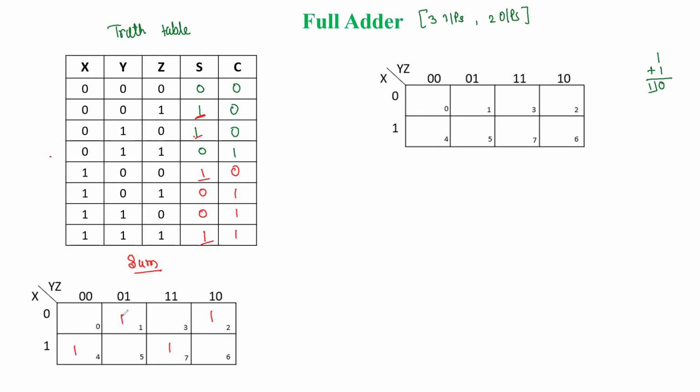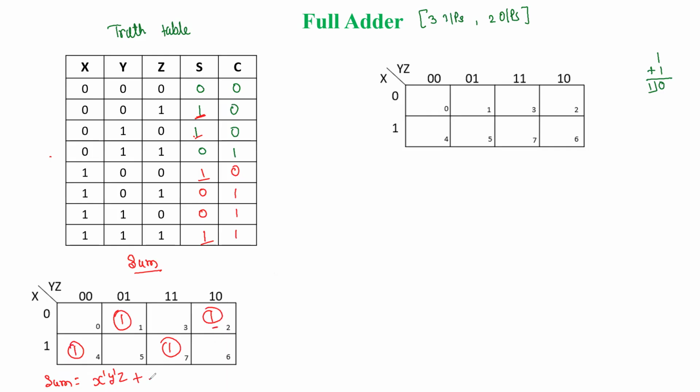Now if you see, in this, no grouping is possible. We are not able to make either a pair or a quad, anything. So all are isolated ones. So for this, we can write the expression for the sum. That sum will be equal to, suppose we write for the first min term here, x dash y dash z plus, again we'll write for this min term.